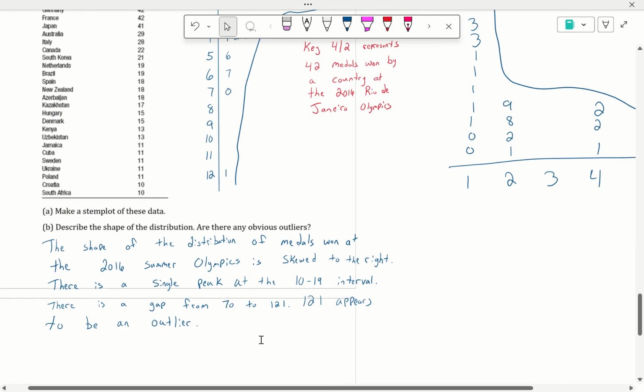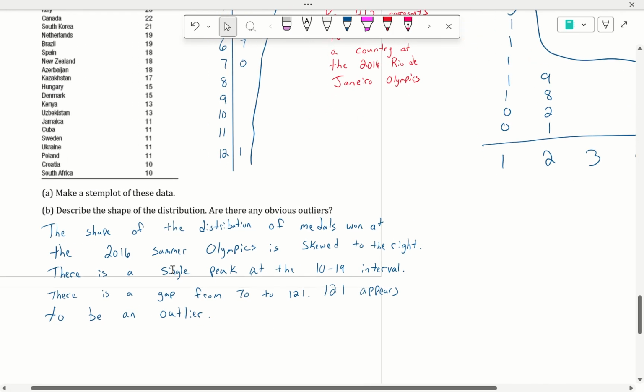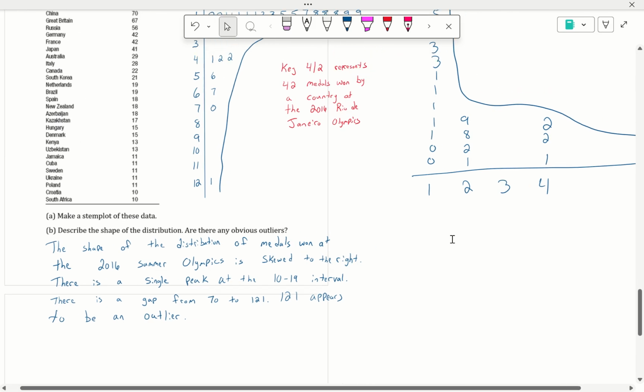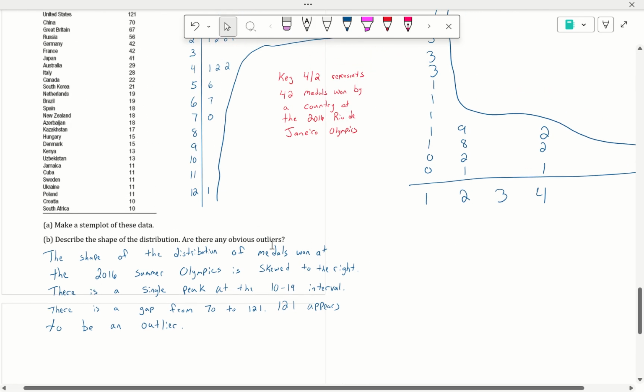So let's make sure we are using context when we answer this, talking about the 2016 Summer Olympics and the medals that are won. Let's make sure we're talking about whether it's skewed to the left, skewed to the right, or roughly symmetric. Sometimes it is roughly uniform. The word roughly can really help us out. This is clearly skewed to the right, so we don't need to throw the word roughly in there, but if it's ever close between maybe symmetric and skewed to the left or the right, the word roughly can do some heavy lifting for us when we're on the fence between the two.